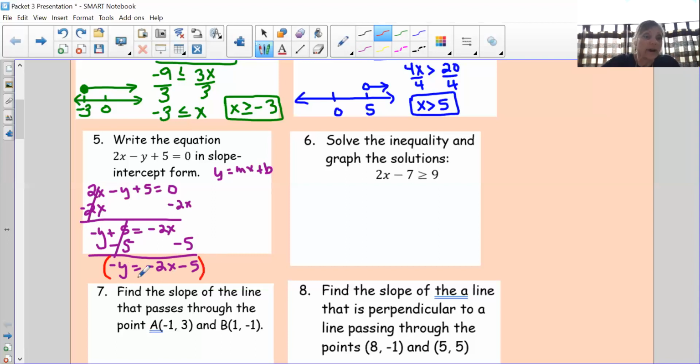I could divide -1 away, or I can multiply it away. So I'm going to put -1 here, and that actually flips all the signs. So what happens is now the y is positive. The 2x is positive, and the minus 5 is now plus 5. So I have it in the right form, and here's my answer.